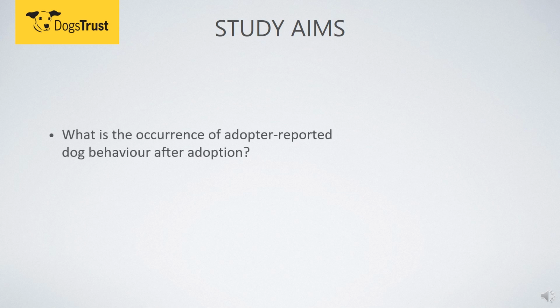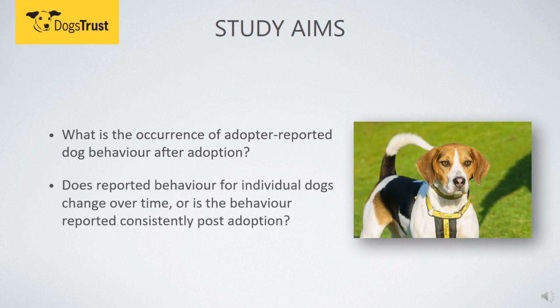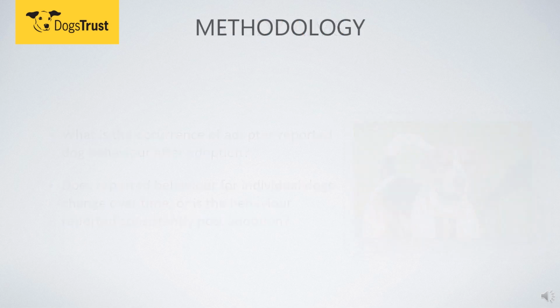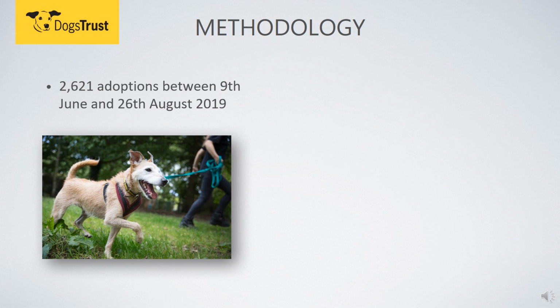The first aim for this study was to establish what the occurrence of specific adopter-reported dog behaviour is after adoption, and secondly, does the occurrence of reported behaviour for an individual dog change over time? For this study, a sample of adoptions were used from between the 9th of June and 26th of August in 2019, which equated to 2,621 adoptions.